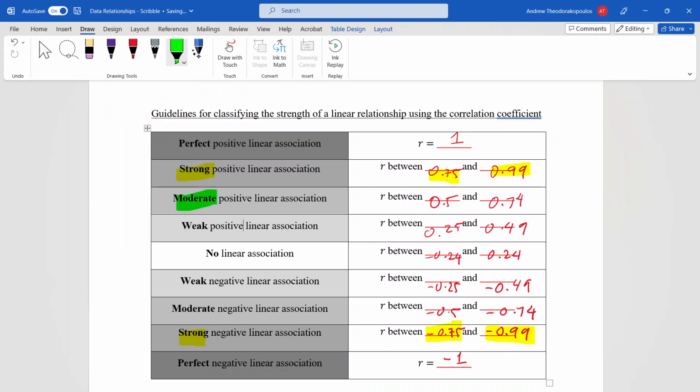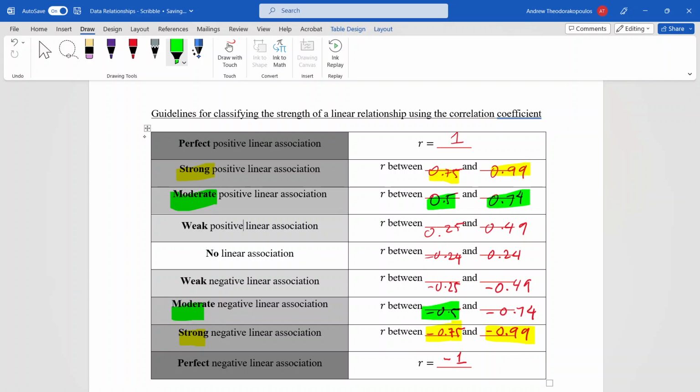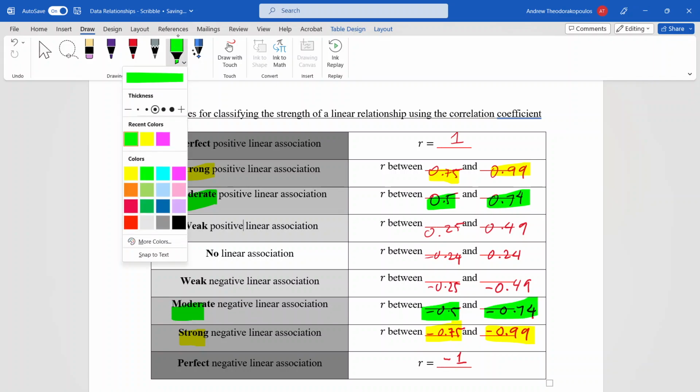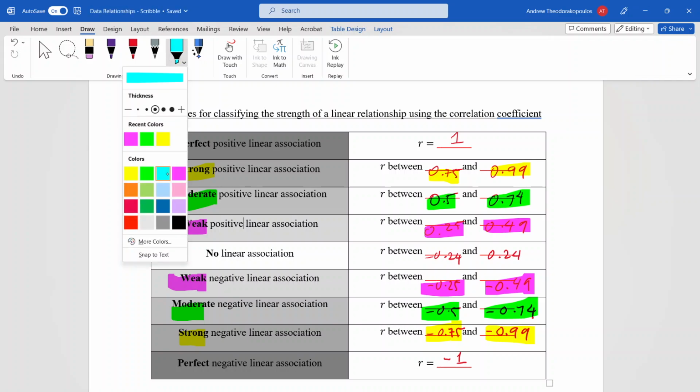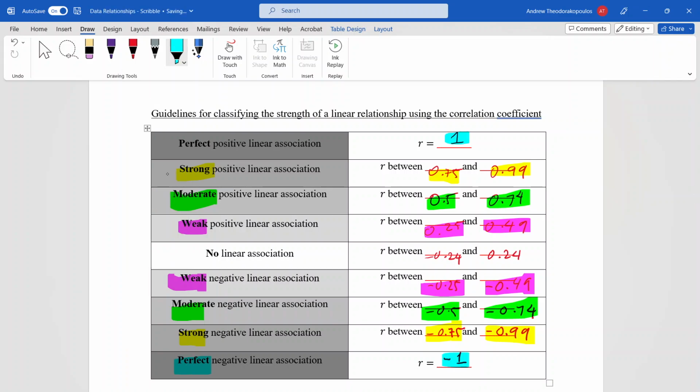Same thing with moderate. Okay, 0.5, 0.74, and -0.5, -0.74. And same with weak. Between 0.25 and 0.49, and -0.25 and -0.49. Okay, so it matches. The only thing that's different is the two perfect ones, which again, do match as well. 1 and -1 for perfect and perfect. And then the no linear association is everything in between.